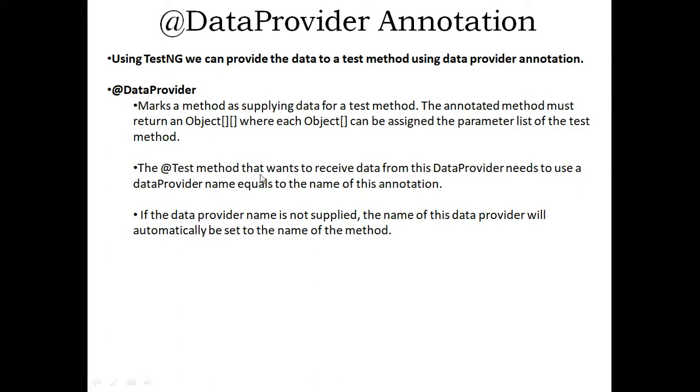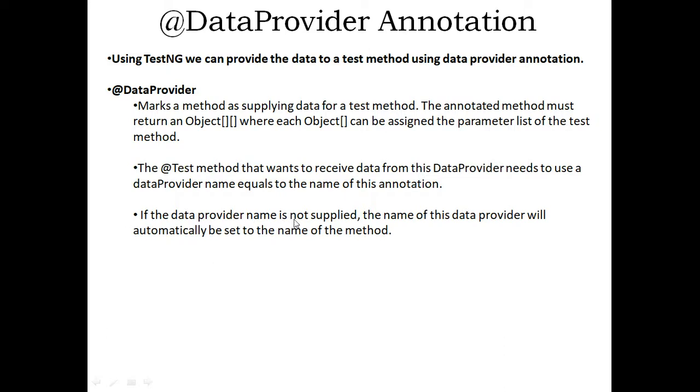The @Test method that wants to receive the data from this data provider needs to use a data provider name equal to the name of this annotation. The @DataProvider annotation takes a parameter called name, that is, the value of the name parameter must be the same as the data provider value for the test method. So this will also be very clear when I take an example.